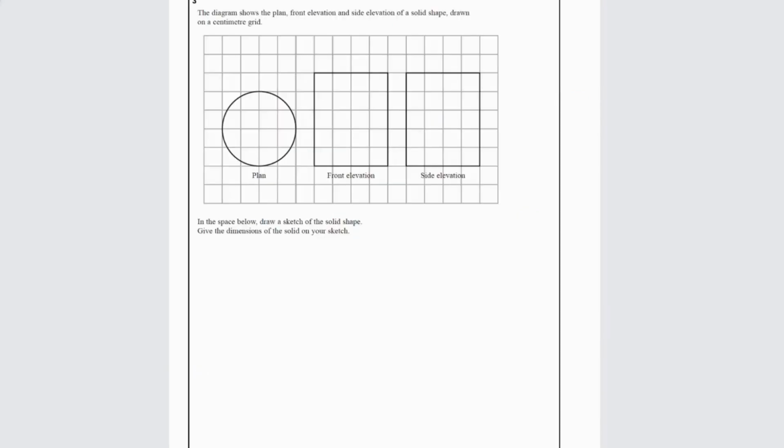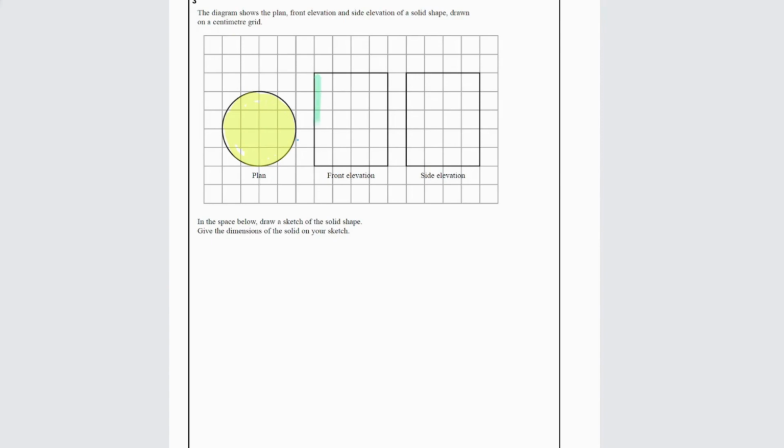Question 3, we are given the plan, front and side elevation views of a solid shape, and we're asked to draw a sketch of the solid shape. So what we first need to be aware of is what shape it is. If you look at it from the top, it's a circle. There's a few shapes that when you look at them from the top, they're a circle. Could be a cone, could be a cylinder.